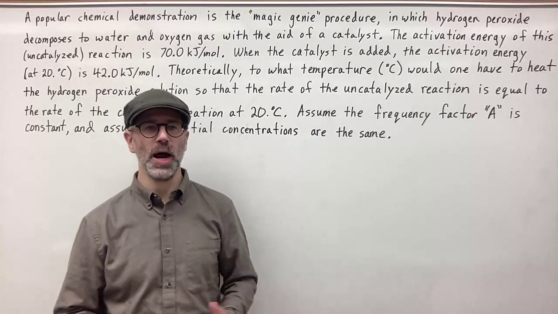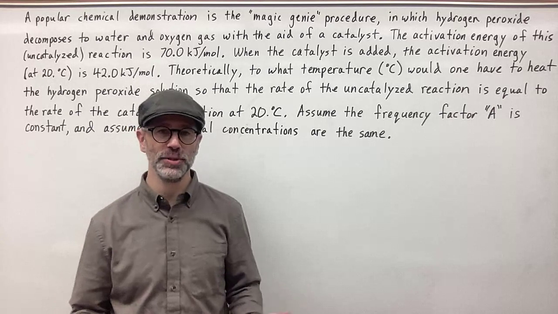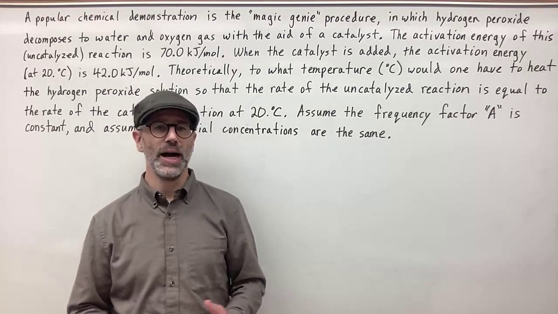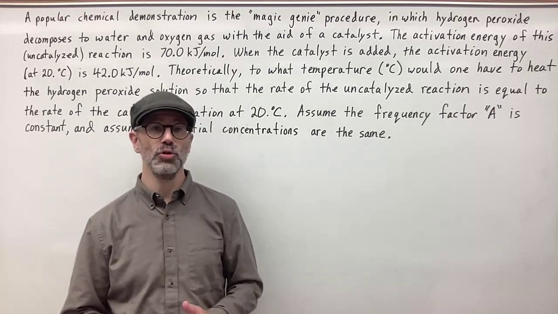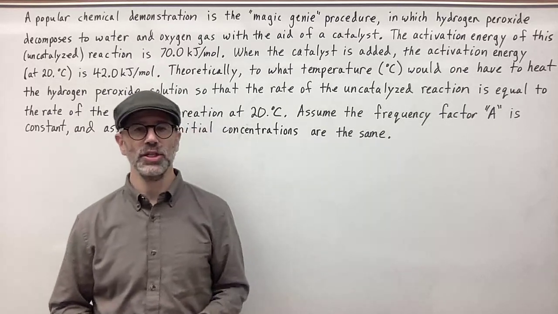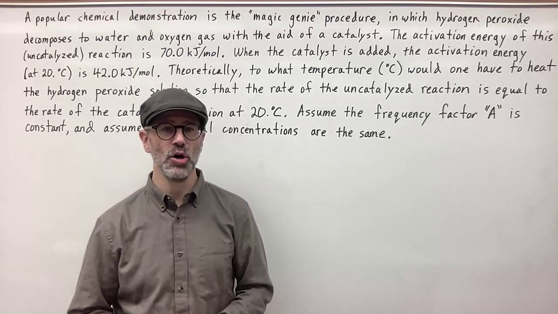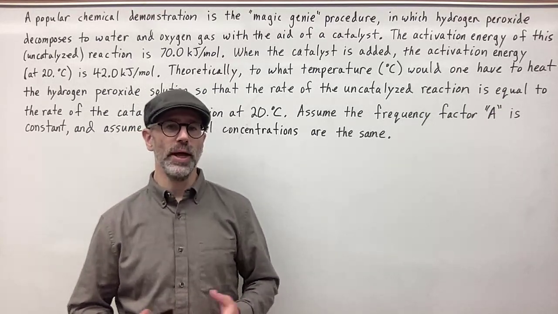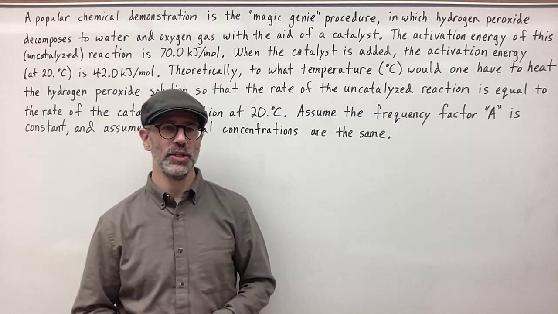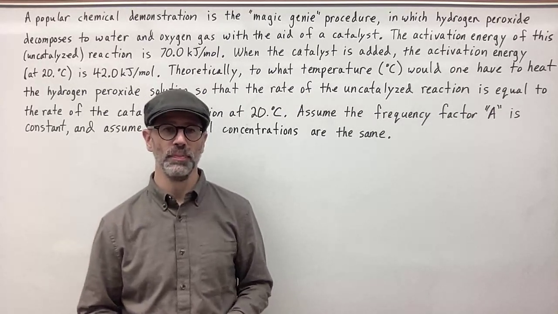Okay, so in this problem, we're told a popular chemical demonstration is the magic genie procedure, in which hydrogen peroxide decomposes to water and oxygen gas with the aid of a catalyst. The activation energy of this uncatalyzed reaction is 70.0 kilojoules per mole. When the catalyst is added, the activation energy at 20 degrees Celsius is 42.0 kilojoules per mole.